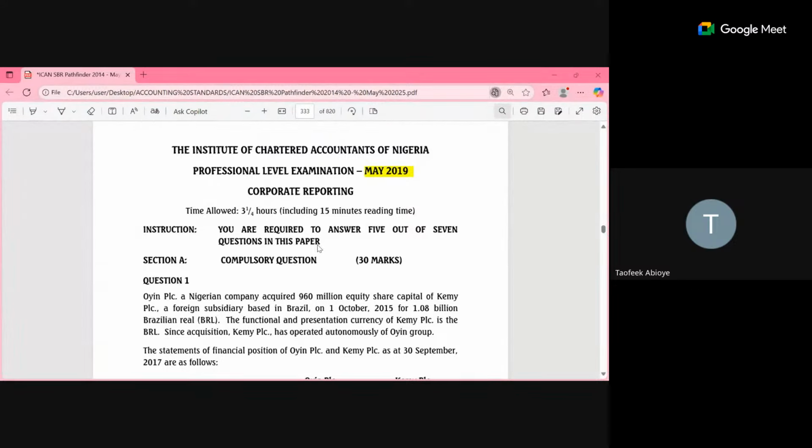So tonight we are solving May 2019. Question 1 is a foreign subsidiary question. Before that, I quickly want to present the note I sent across. We need to look at that note.